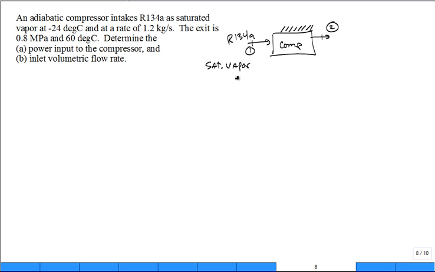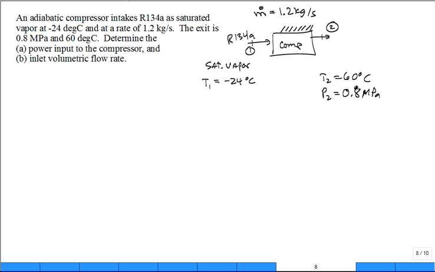Its temperature coming in is negative 24 degrees C. And the mass flow rate, I'm going to put it up here, is 1.2 kilograms per second because this thing's going to run at steady state. And the inlet mass flow rate is equal to the exit mass flow rate. Forget the subscripts on m dot. The exit P2 is equal to 0.8 megapascal. And the temperature T2 is 60 degrees C.